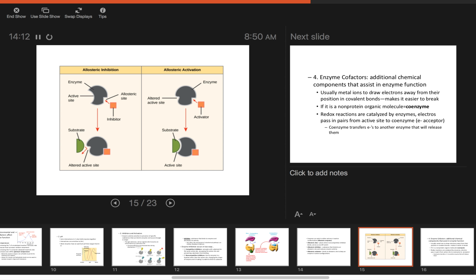With the allosteric activation, it means we're going to turn it on. So this enzyme is off, here comes the activator, which induces a change in the enzyme shape. Now it's moon-shaped, the substrate binds to it, and the reaction is carried out.